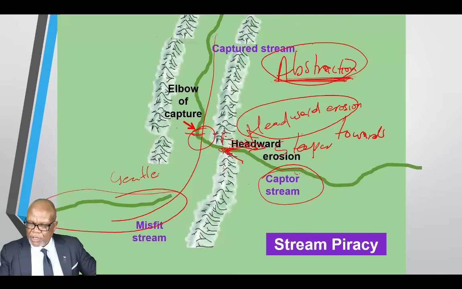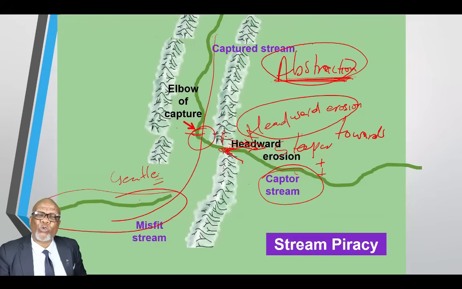So you must know here, it will be plus, plus, plus. Why it was able to do capture is because it had more water. Why was it able to do capture? Because it was on a steeper gradient. Why was it able to? Because it was moving faster. And this one is negative, minus, minus. Why was it captured? Because it was flowing on a gentle gradient.